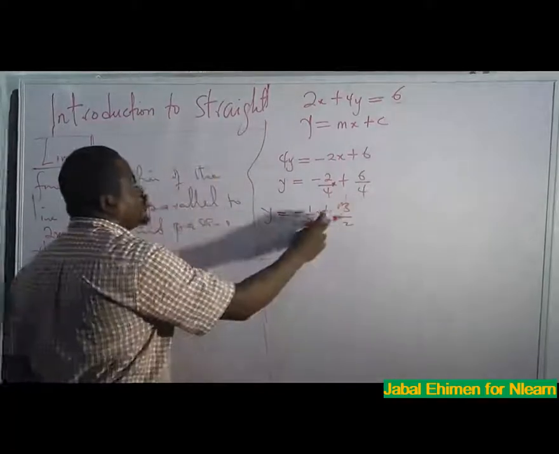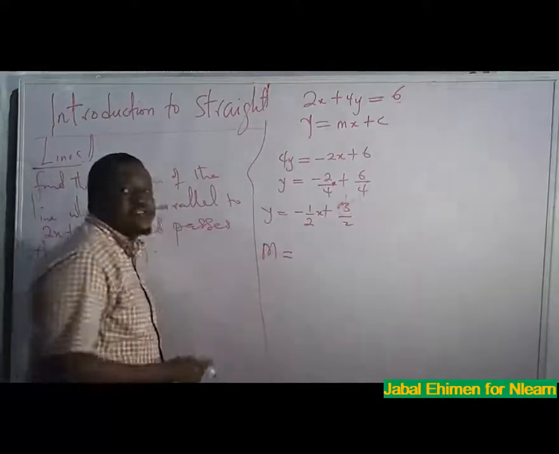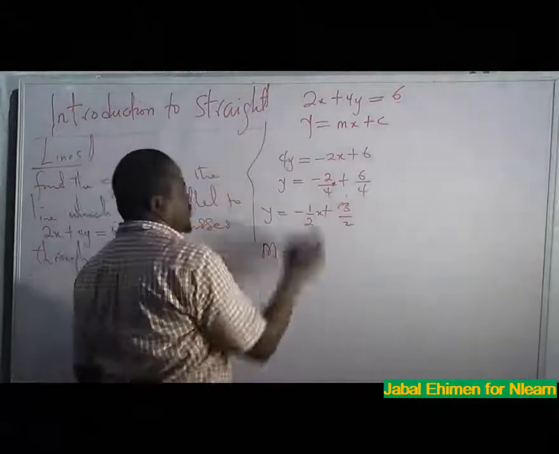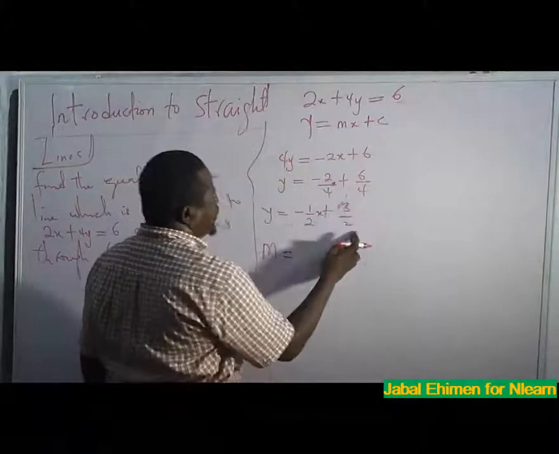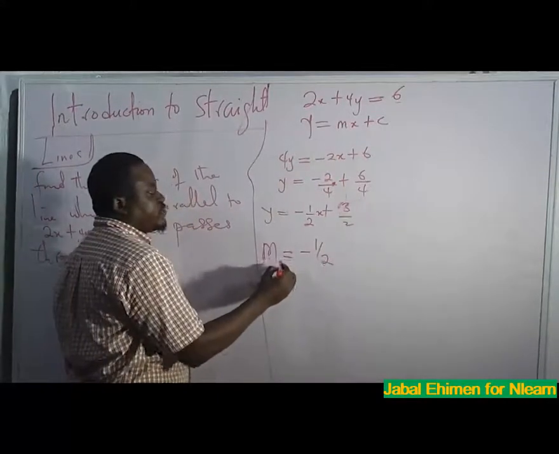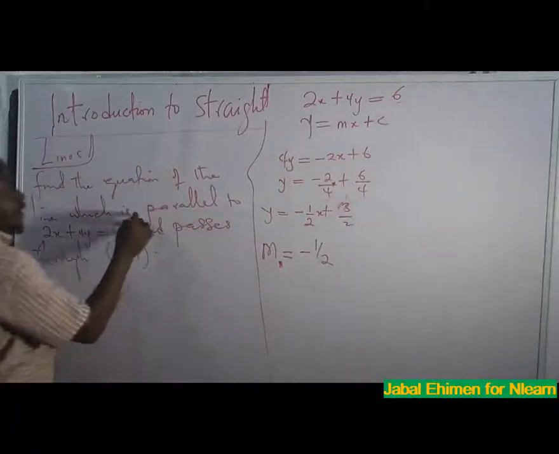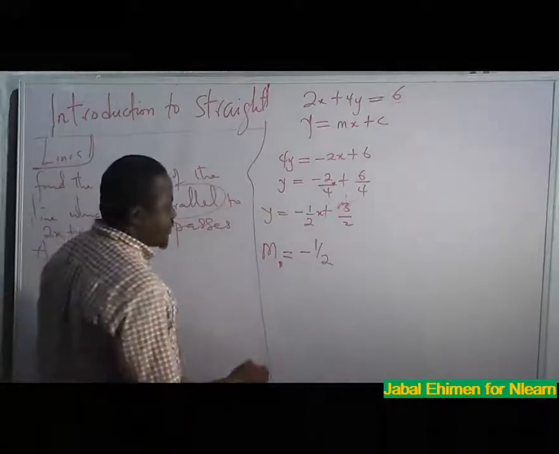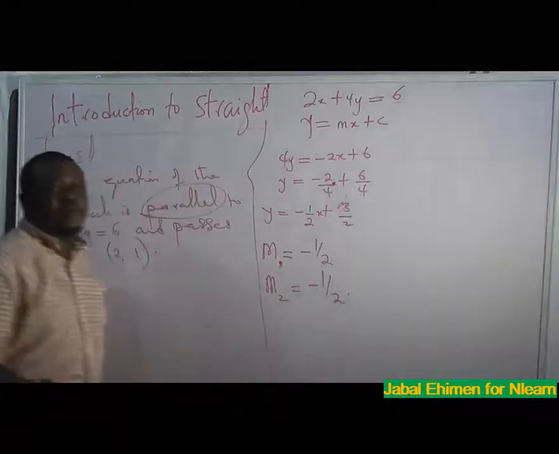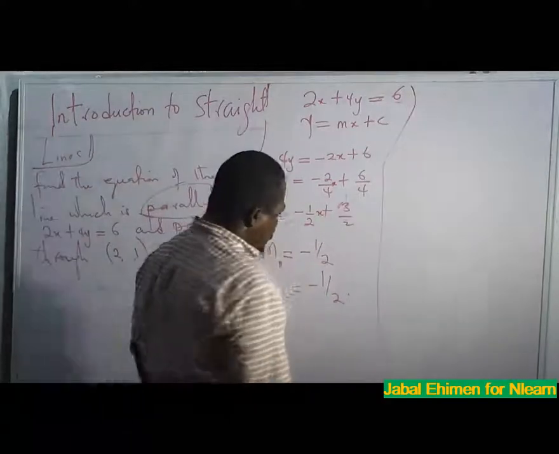If you look at this equation and this equation, consider what the value of m is. You observe that c is 3 over 2, but m is equal to minus 1 over 2, and this is m1. But what's the condition? They said the lines are parallel. So because it's parallel, m2 is also equal to minus 1 over 2, because the condition for parallelism states that m1 is equal to m2.